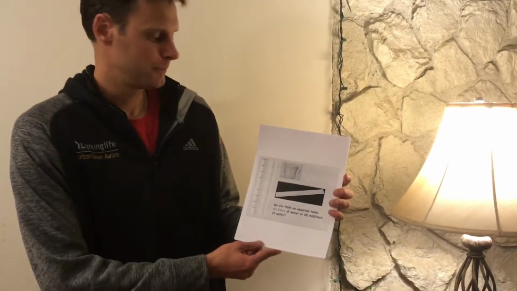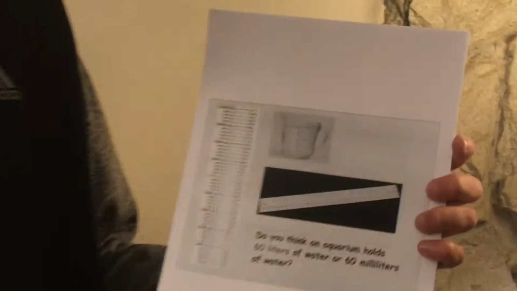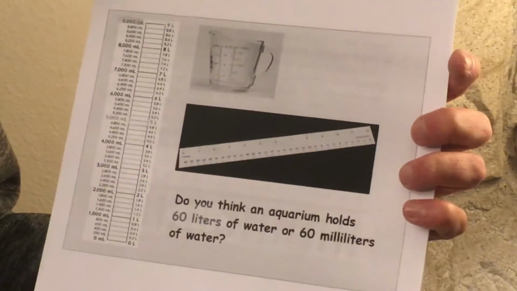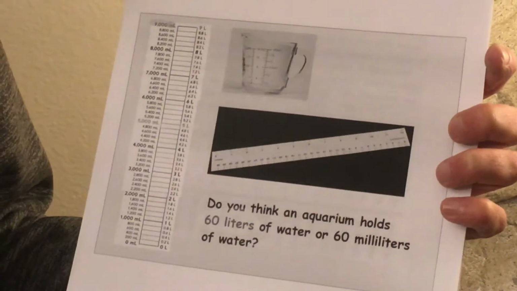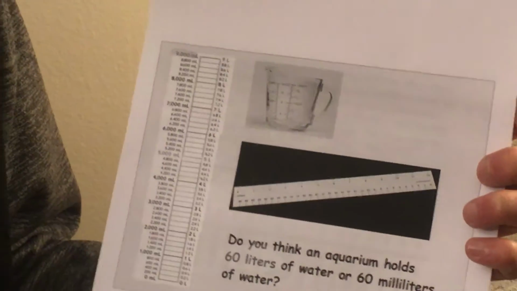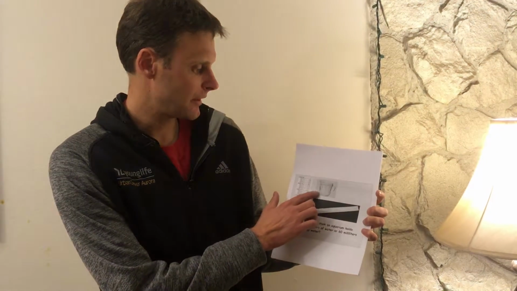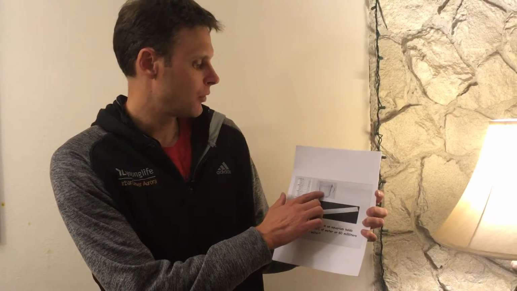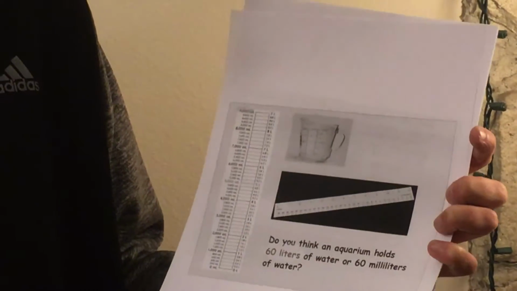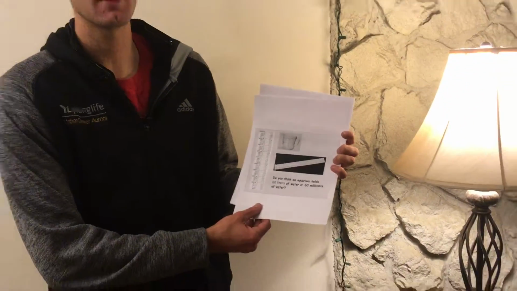Okay, here's another question. Do you think an aquarium holds 60 liters of water or 60 milliliters of water? So let's visually think about that and see what we think. Yeah, of course, it holds 60 liters of water because milliliters is a lot smaller measurement. So if we look at this cup and if we flipped it around to the measurement side, it would show us that 60 milliliters is very little water. There's not going to be too many fish that can survive in that. Okay.